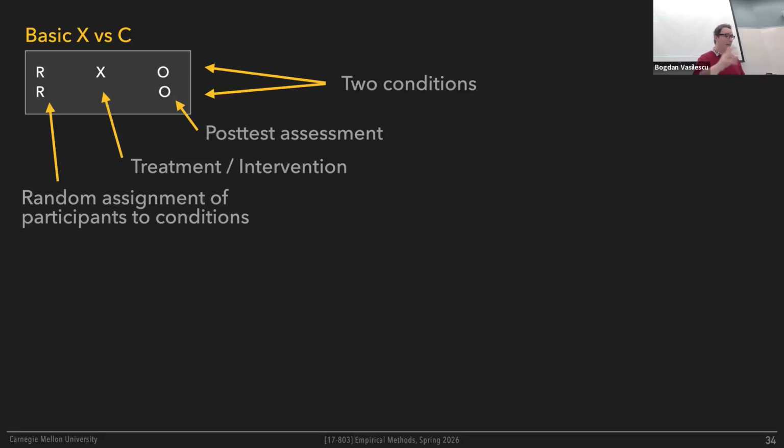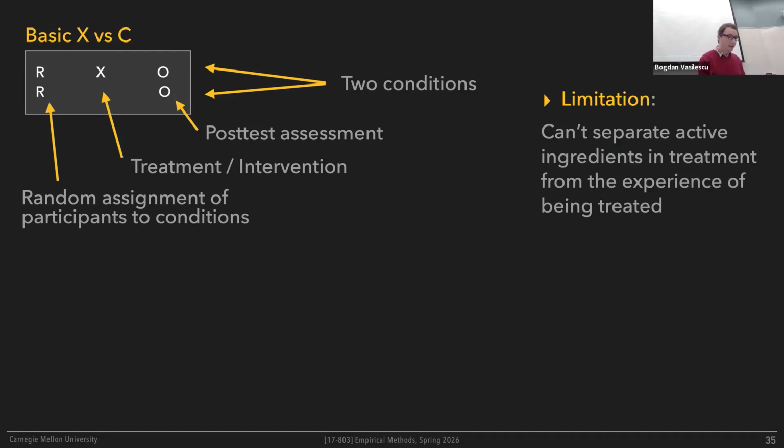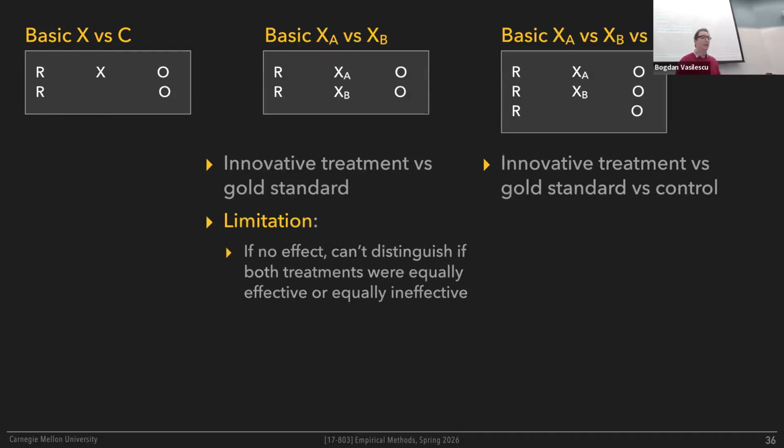So one alternative, one thing you could do is to have treatment versus placebo. Okay, so you're still giving a treatment. So this would be XA versus XB, right? Active treatment versus placebo treatment, right? Or you could have all three, right?